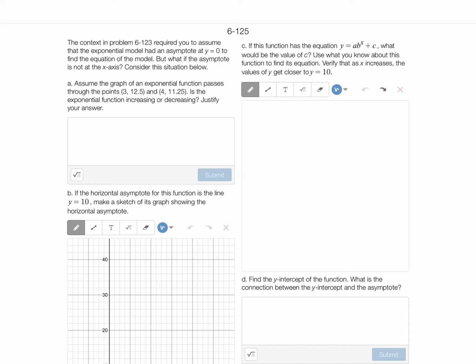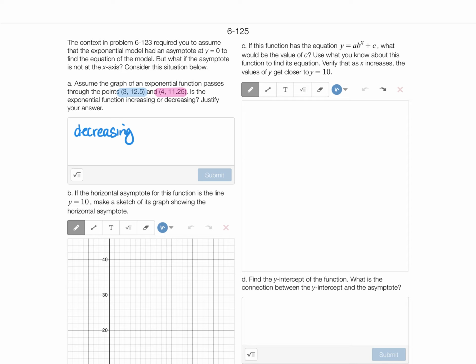So first of all, we have assumed the graph of an exponential function passes through the 2 points that we see here, which are (3, 12.5) and (4, 11.25). Is this exponential function increasing or decreasing? In other words, as our x's get larger, is our output getting smaller or larger? In this case, as we go from x equals 3 to x equals 4, we see our y value goes from 12.5 to 11.25. So this is decreasing.